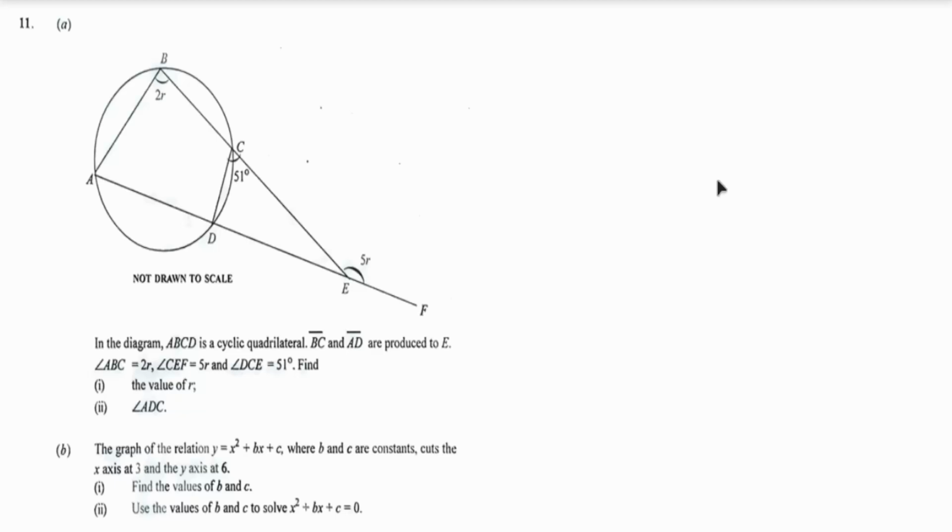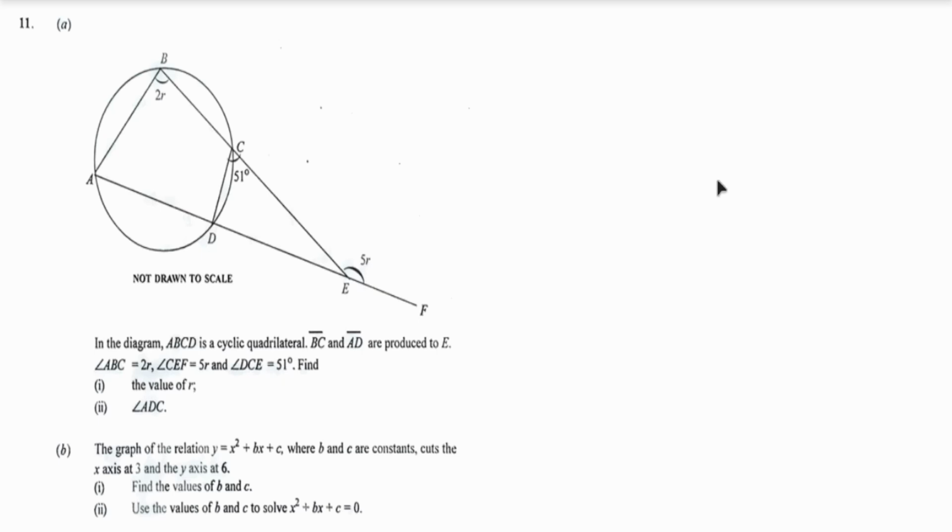Today, I'm solving essay question 11 of the 2024 WASSCE General or Core Mathematics paper written by Ghana. It's in parts A and B, and I'll start right with part A, which has a diagram that is not drawn to scale. It reads that in the diagram, ABCD is a cyclic quadrilateral. Segments BC and AD are produced to E. Angle ABC equals 2R, angle CEF equals 5R, and angle DCE equals 51 degrees. Find I, the value of R.